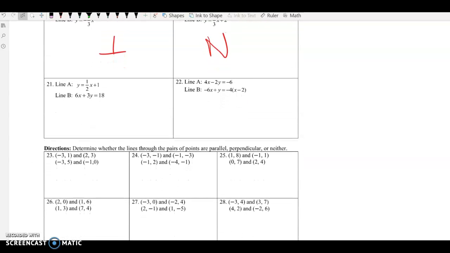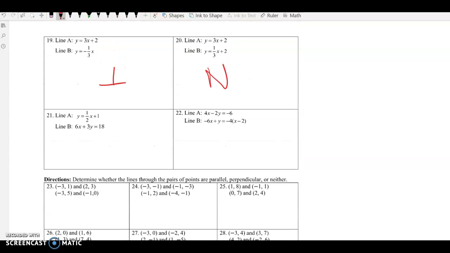Okay, 21, a little bit more challenging. I need to subtract 6x on both sides. I get 3y equals negative 6x plus 18. Divide both sides by 3. So I'll get a slope here of negative 2. Well, 1/2 and negative 2, opposite reciprocals. So those are perpendicular, okay?